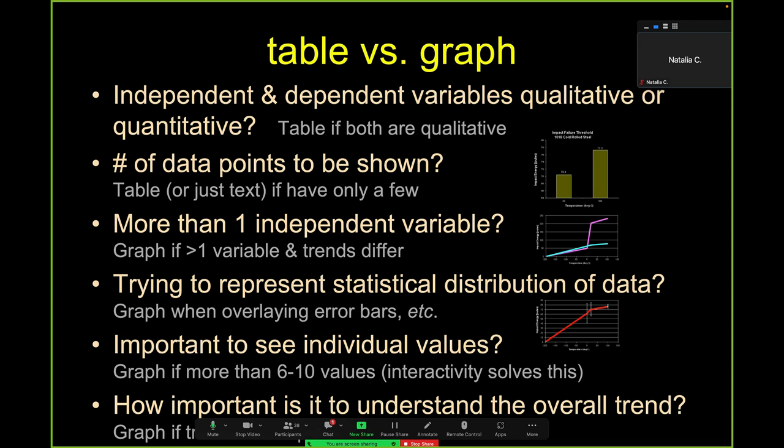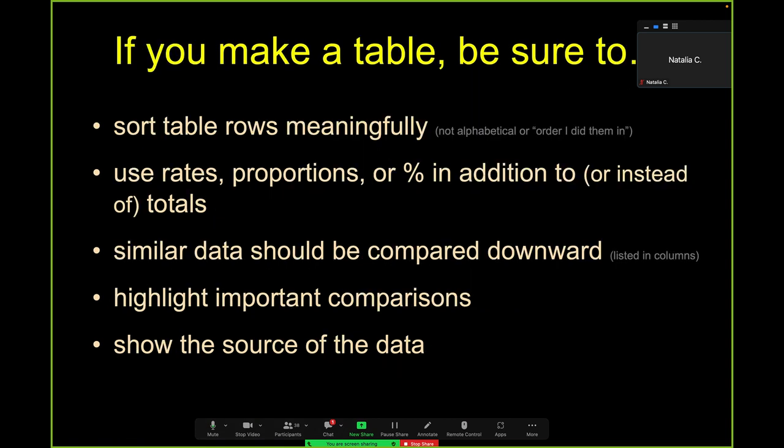And then if you're trying to show the overall trend or just report out what happened in this particular part of your experiment, that could have an influence.